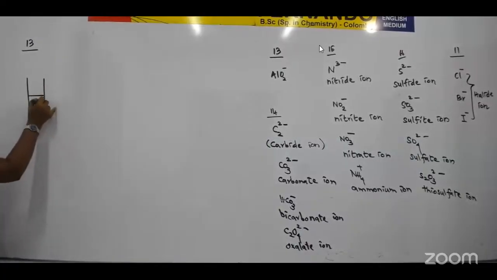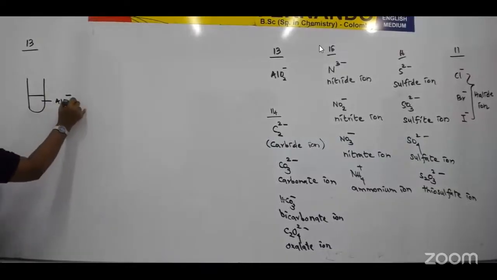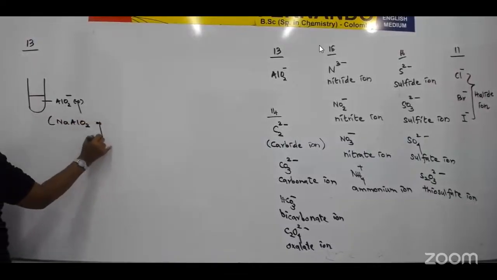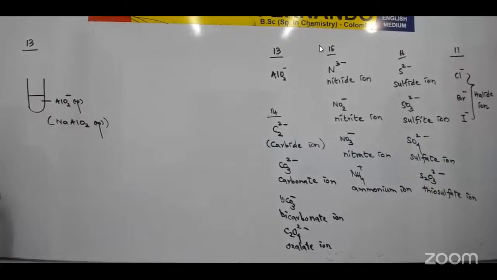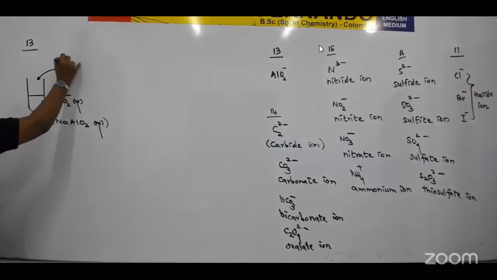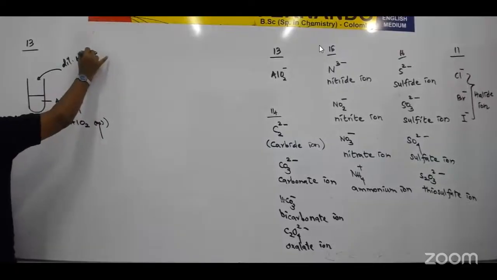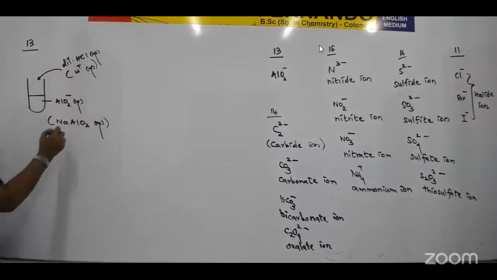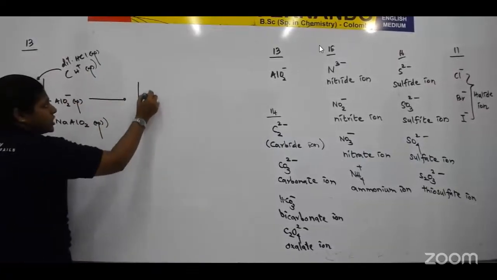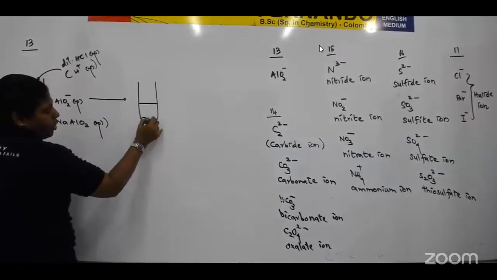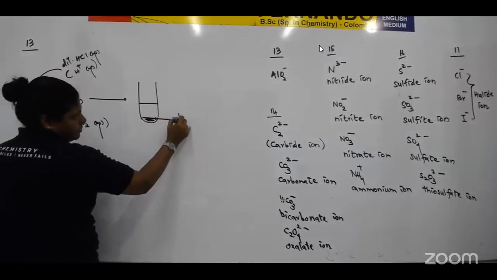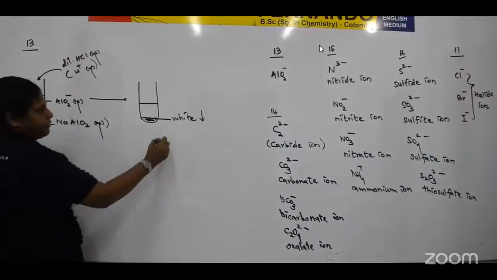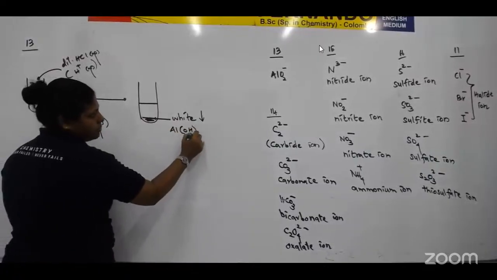Here you have aluminate ion. To obtain the aluminate ion, you can take sodium aluminate. So this is sodium aluminate. Then add dilute HCl. Dilute HCl means adding an acidic medium. What happened? The clear solution disappears and it forms a white precipitate. The precipitate formed here is aluminium hydroxide.